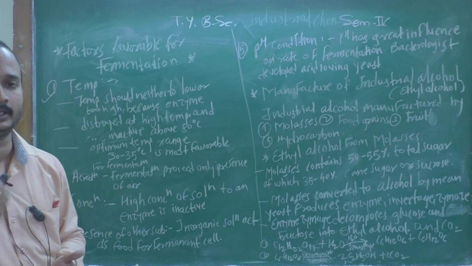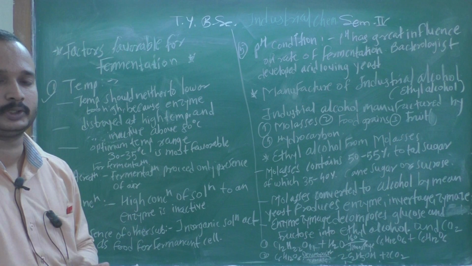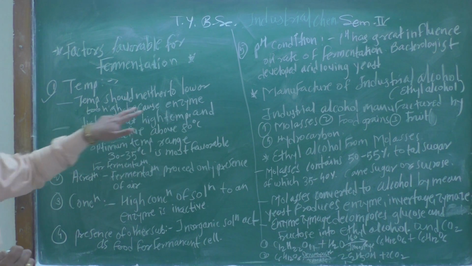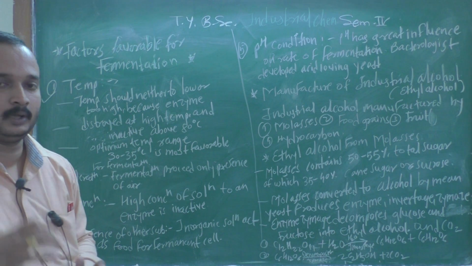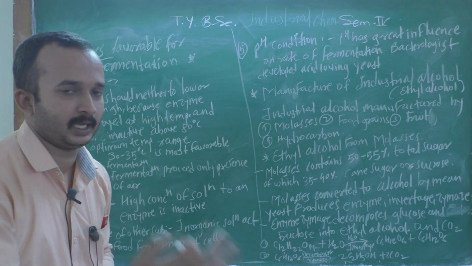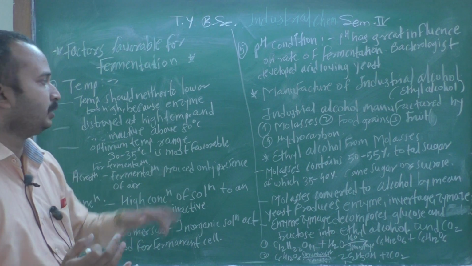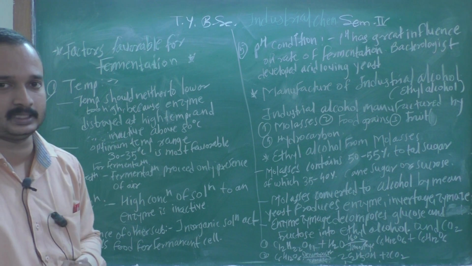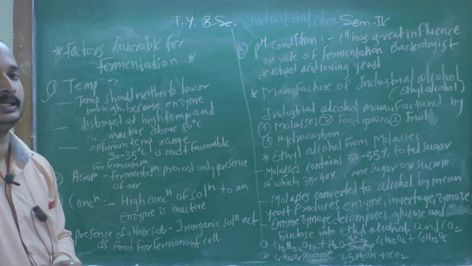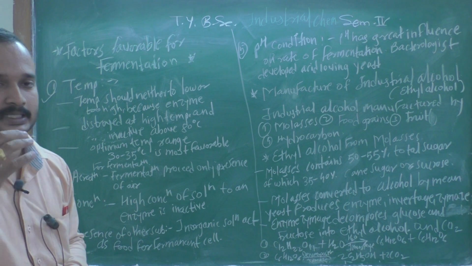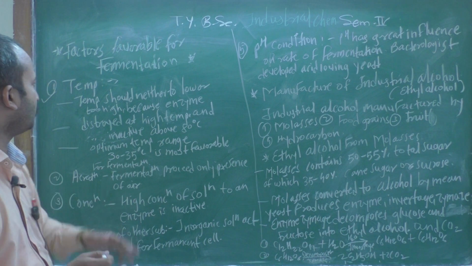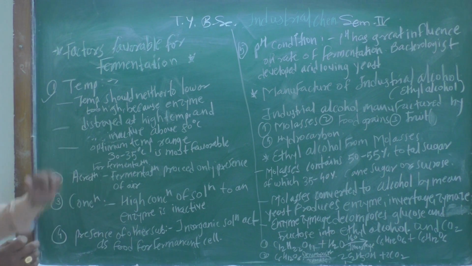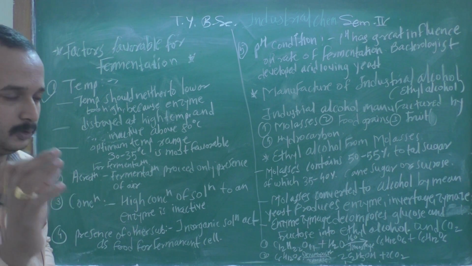In this fermentation reaction, the temperature should not be too low or too high, because the enzyme is destroyed at high temperature. If your fermentation reaction's temperature is high, your enzyme is destroyed. The enzyme is destroyed at high temperature and inactive above 80 degrees Celsius. So the temperature should be neither too low nor too high.